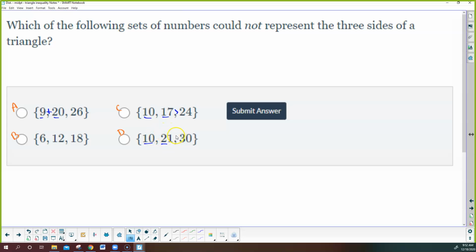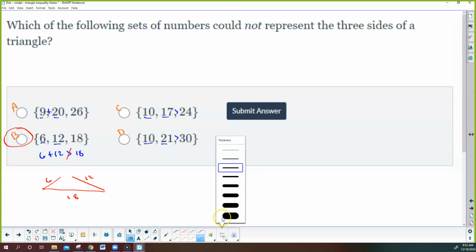10 and 21, that's 31. 31 is greater than 30. But then we get 6 and 12. 6 plus 12 is not greater than 18, right? It's equal to. So it can't be equal to, because if it was, we'd get 6, 12, and 18. And if we swung this side down and this side down, they would meet right here because 6 plus 12 is 18, and it would form a line, not a triangle. So the correct answer was B.